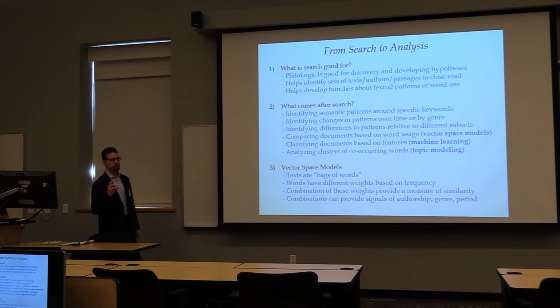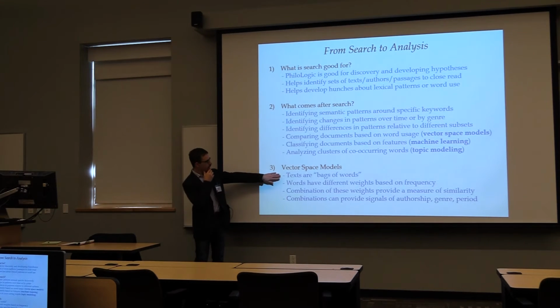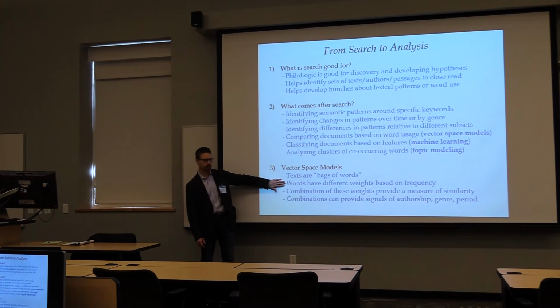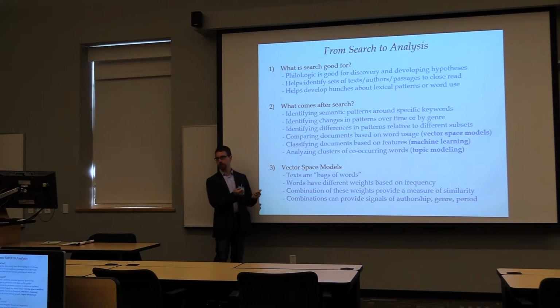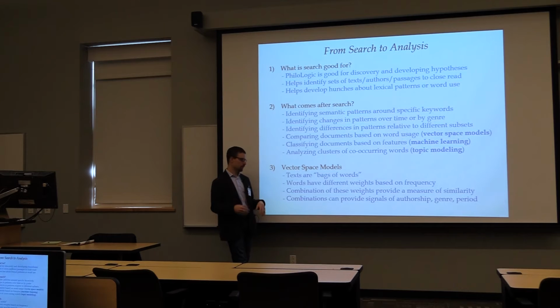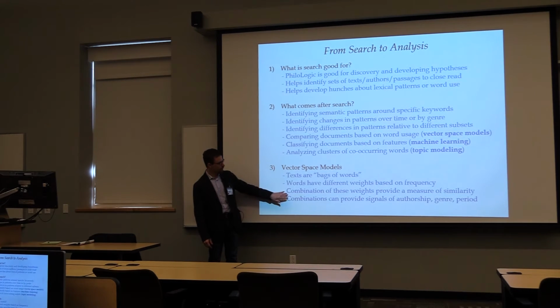So with this vector space model, just to give you a little intuition about what's behind it, it relies on a model of text as bags of words. It's the bag of words model. You think of a bag and you've got your words in there. Every document is a bag of words, or whatever unit of analysis you're looking at. These words have different weights based on their frequency, right? One document will be defined by the range of words it uses and in what frequency. The idea is that the combination of these weights in each bag provides a measure of similarity, of how much these documents are related to one another based on the words they use. And these combinations can then provide signals of things like authorship, so authorial style, genre, or even time period.